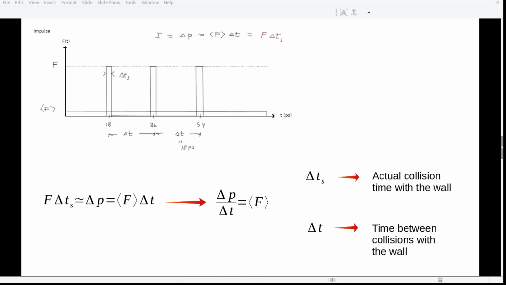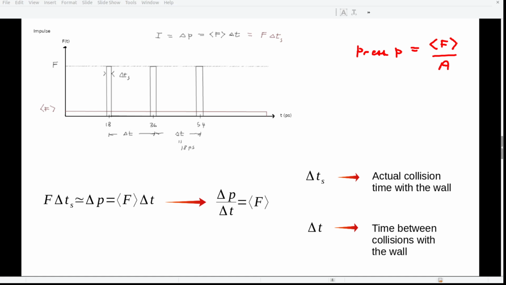So to find the average pressure force, we use the idea of impulse. And then to find the average pressure, that is going to be given by the average force over the area. And here the average force is going to be the change in momentum, which we know is 2mvx, over the time between collisions with the wall, which now we need to figure out.